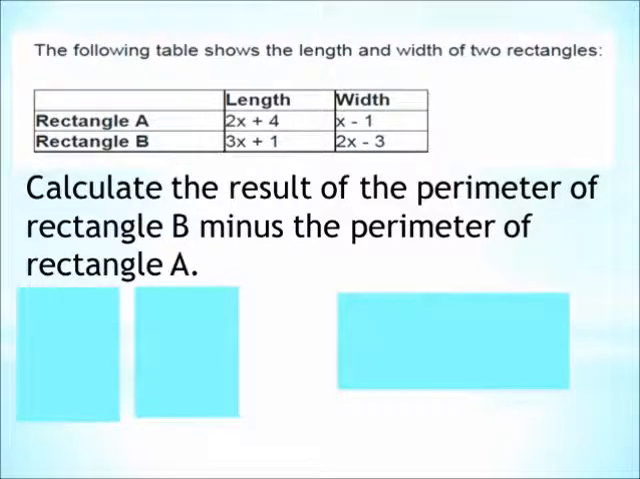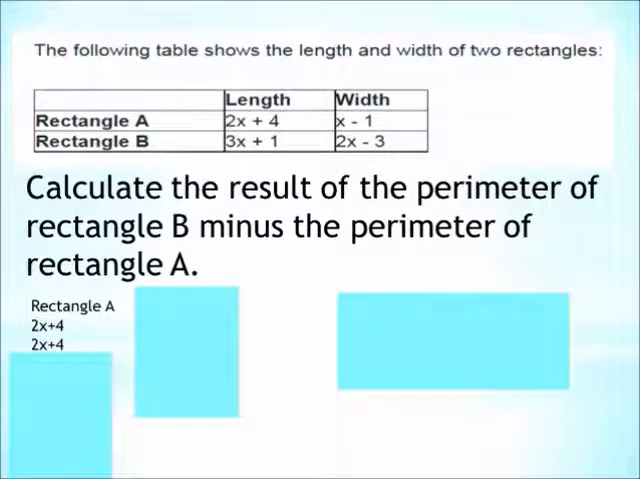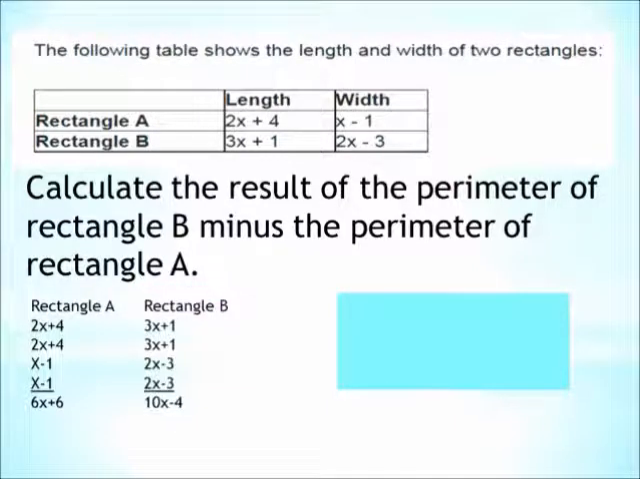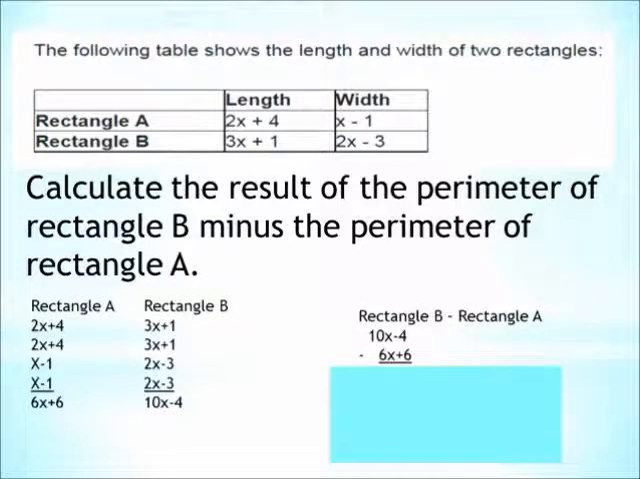So what I've done is I have broken down the information for rectangle A. We have one side that's 2x plus 4, and then we're obviously going to have another side that's 2x plus 4. Then we have x minus 1, x minus 1, and the grand total of the perimeter there is 6x plus 6. And I did the same thing for rectangle B. So we have 10x minus 4 for rectangle B, and we are going to subtract the 6x plus 6, and our total here would be 4x minus 10.